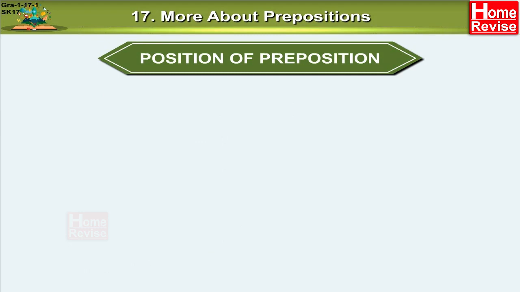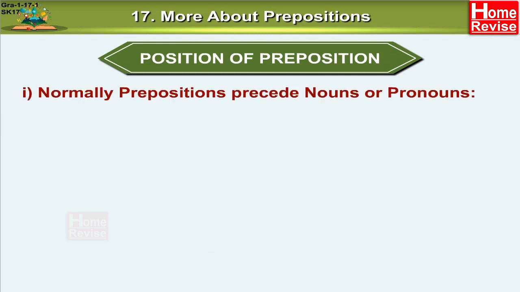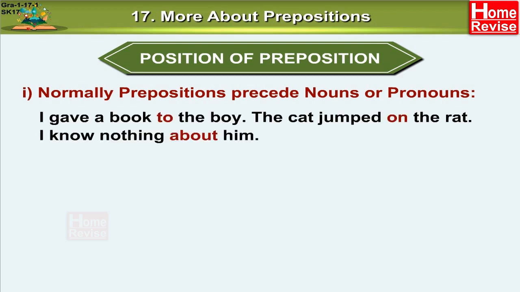Position of preposition. First, normally prepositions precede nouns or pronouns. I gave a book to the boy. The cat jumped on the rat. I know nothing about him.